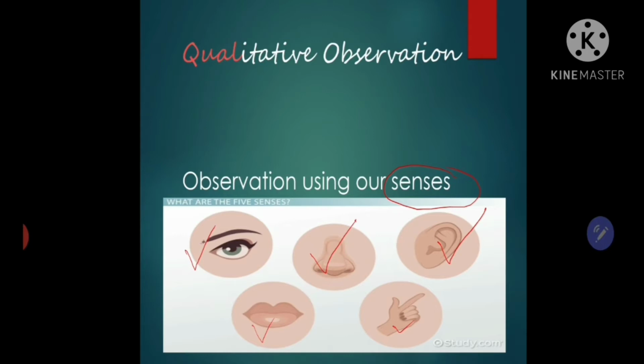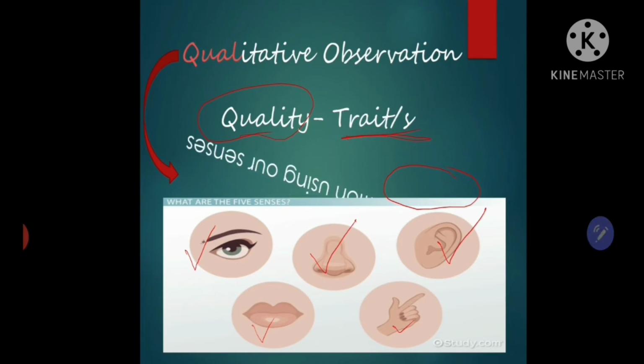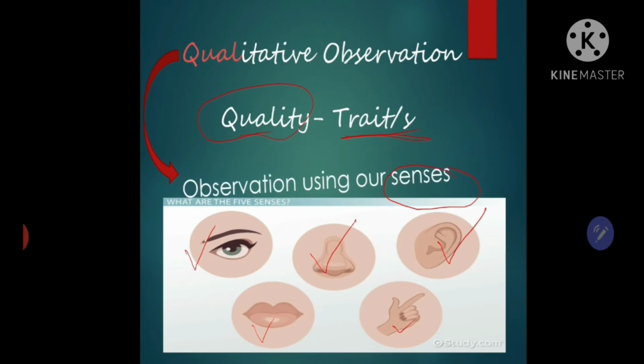A qualitative observation comes from the word quali, which means quality or traits. You are describing something or phenomenon or event through your senses by looking at their qualities or traits. So that is what is so called a qualitative observation. So remember, if we're going to use a qualitative observation, you are using your senses.